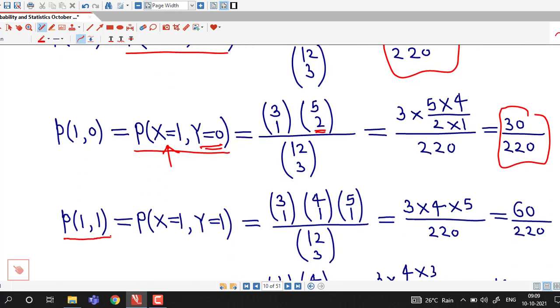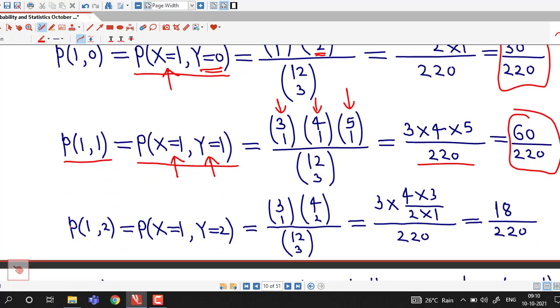Then P of (1, 1), the joint probability mass function at point (1, 1), will be equal to the probability of 1 red ball and 1 white ball. So we have to select 3 balls. 1 ball is red, so that we can select in 3C1 ways. 1 ball is white, so that we can select in 4C1 ways, and the remaining ball must come from 5 blue balls, that we can do in 5C1 ways. So 3 into 4 into 5 divided by 220, that is 60 divided by 220.